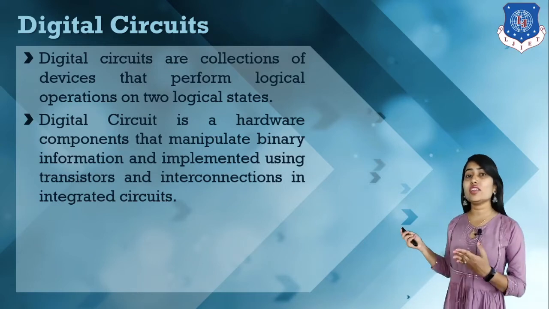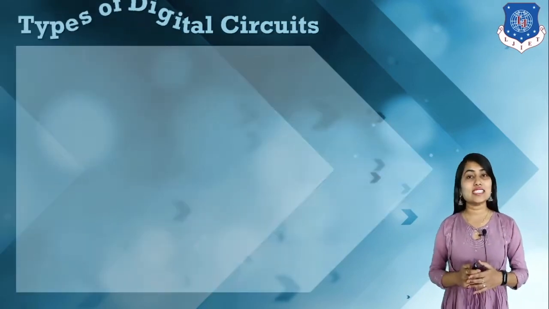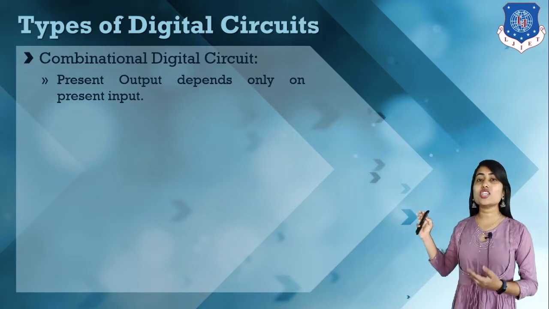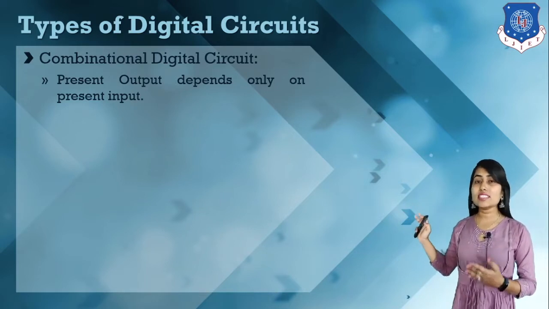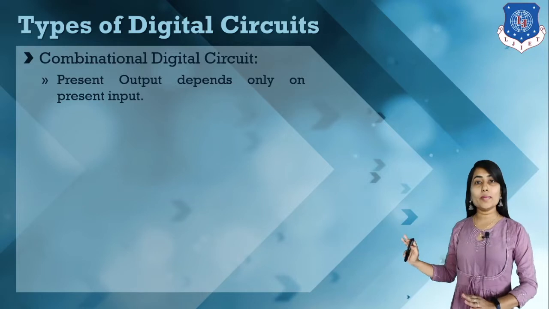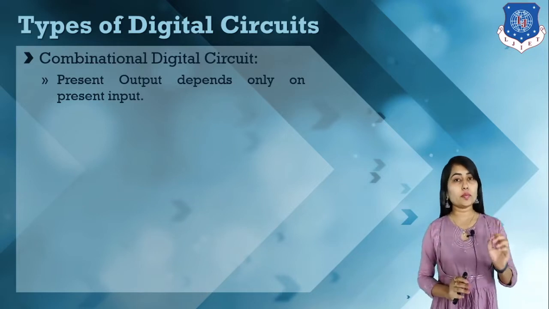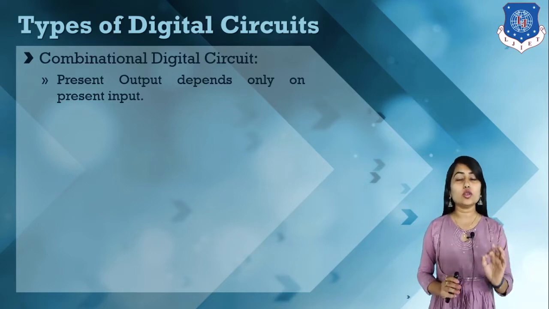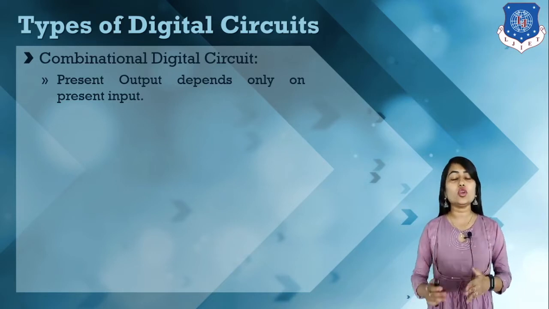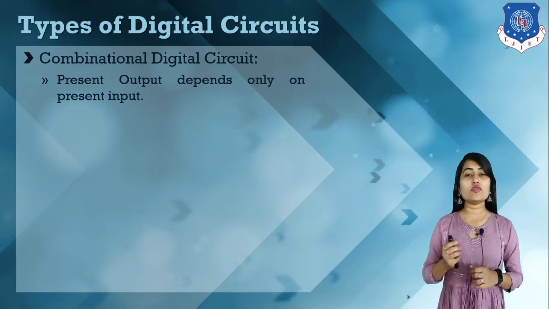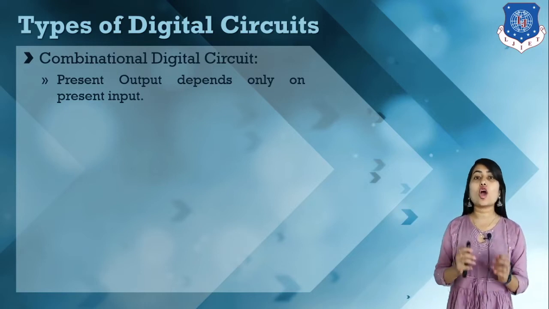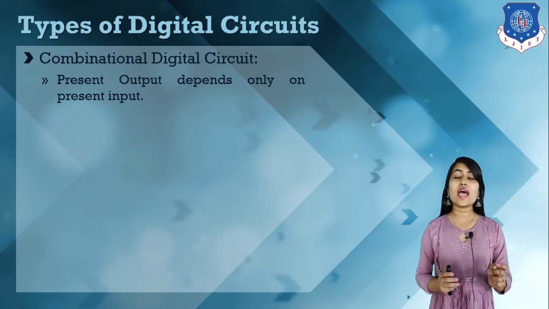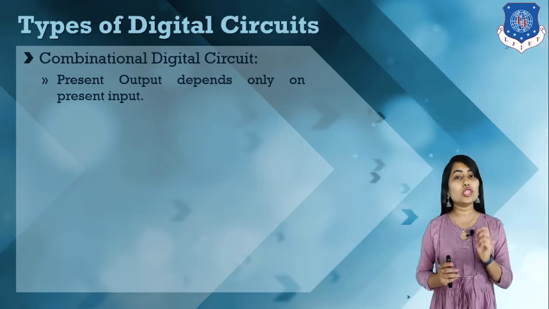Here we have different types of digital circuit. There are two types of digital circuit. First, combinational digital circuit. In this combinational digital circuit, present output depends on present input conditions only. Whatever the input you apply, according to that you have an output. So the first type is the combinational digital circuit, in which present output depends only on present input condition.